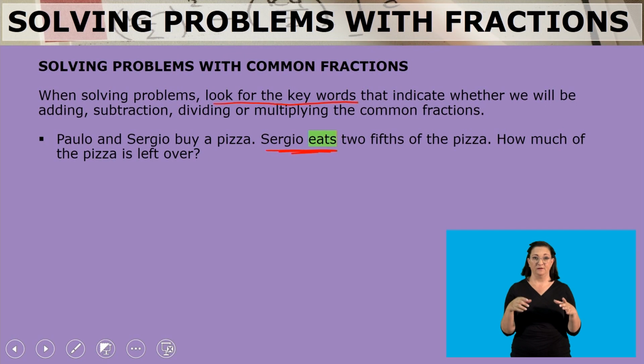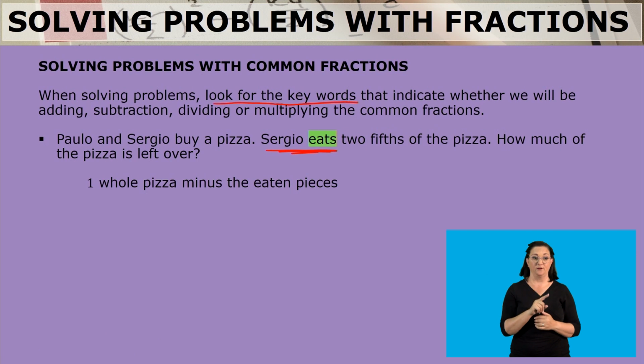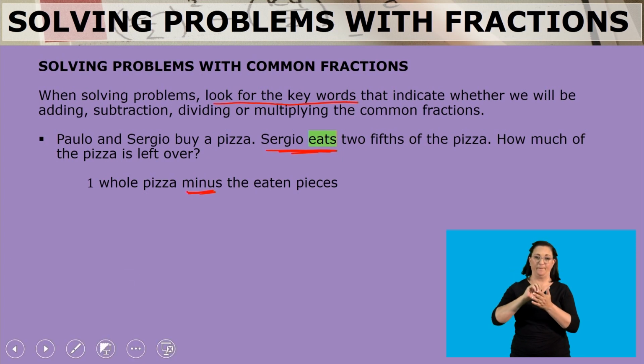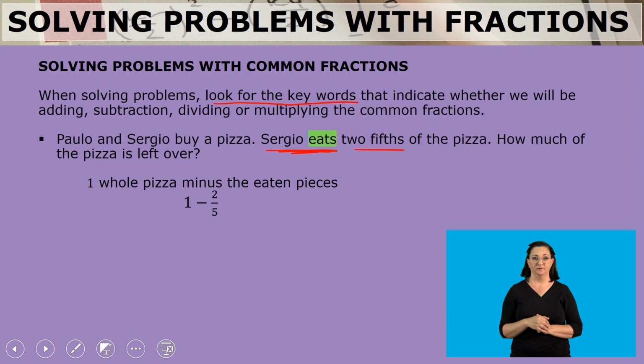We need to represent that into an equation. So 1 whole pizza minus the eaten pizza. And why are we minusing? It's because he has eaten them. That indicates that those pieces are no longer there. So we have here 1 minus 2/5 of the pizza. But again, we are working with a whole number and a common fraction. So what do we do? It is easier to change all numbers into fractions.